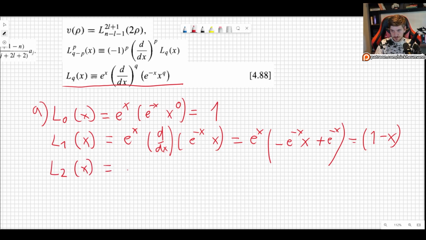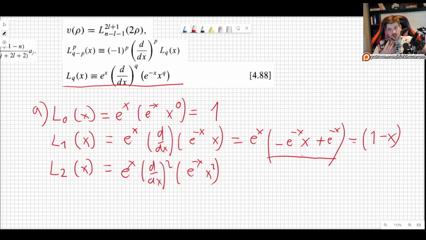This is the third one. Keep in mind, it is the third because we started counting at 0. So this is e to the x. Then we have to take two derivatives of e to the minus x, x squared. Now don't get confused. It's not about taking one derivative and then two or something. You are taking derivatives of different objects. So you can't just take the derivative of this and think you will get the correct result. That's not the way it works.